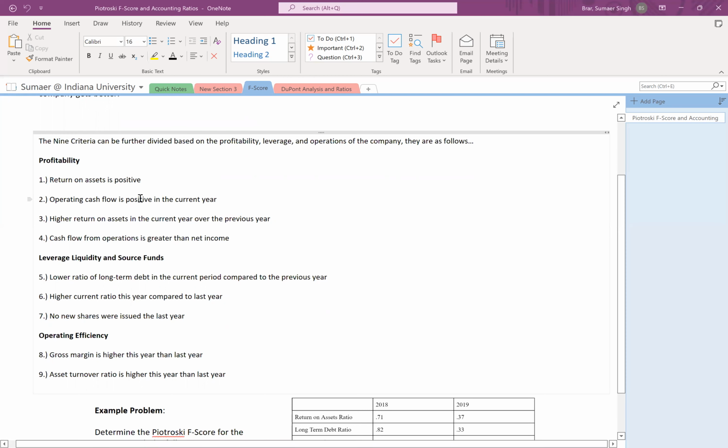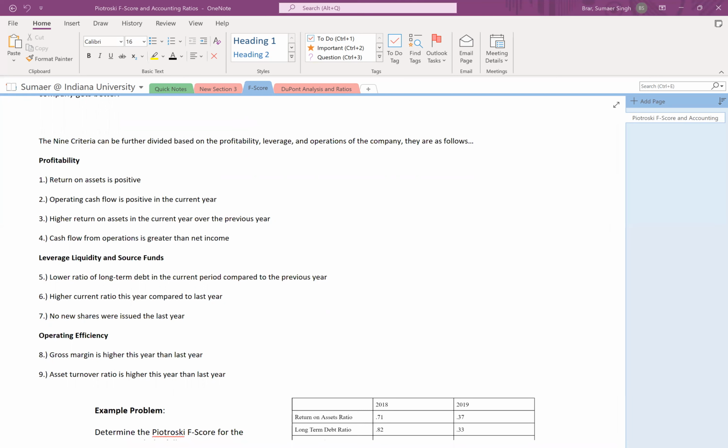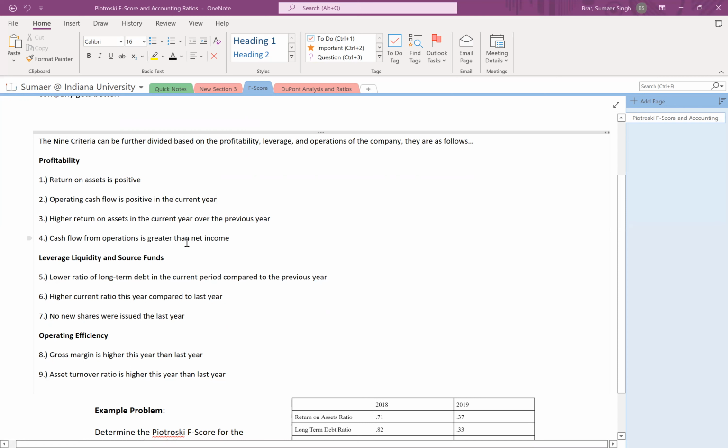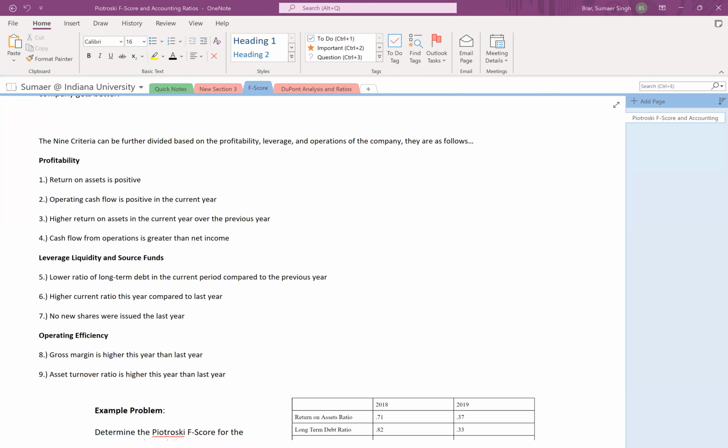The third criteria is that the company must have a higher return on assets in the current year over the previous year. This criteria filters out companies where asset growth is outstripping profit growth. The fourth criteria is that cash flow from operations is greater than net income. This criteria is to catch companies that may be engaging in accrual manipulation.